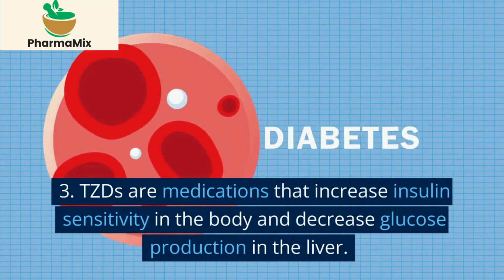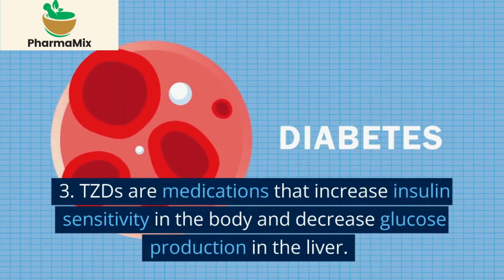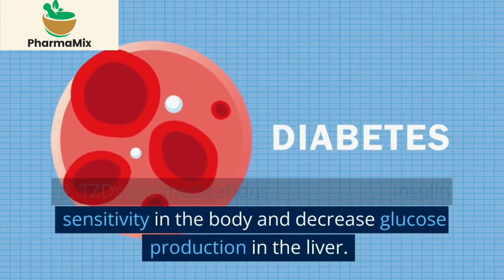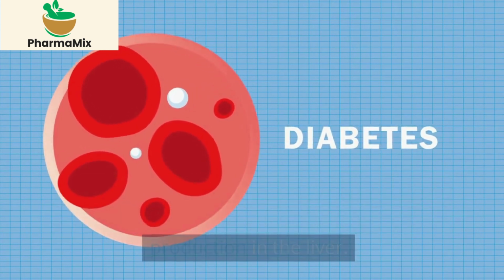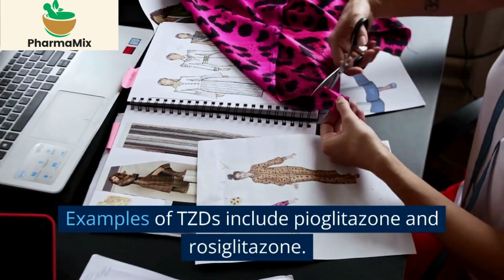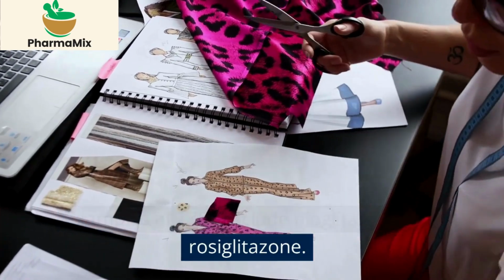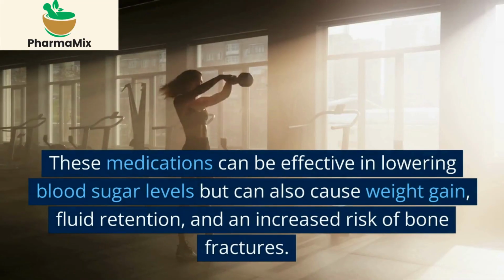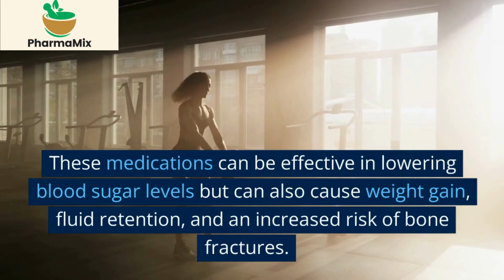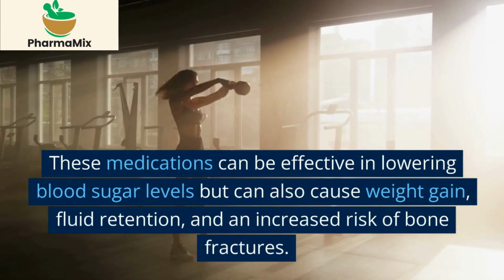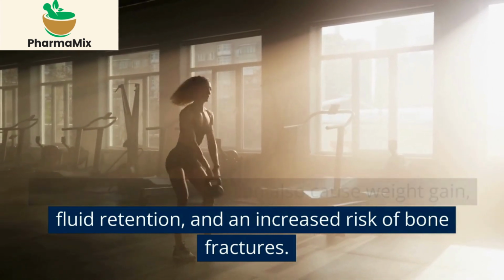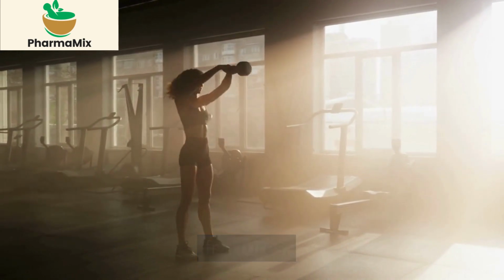3. TZDs are medications that increase insulin sensitivity in the body and decrease glucose production in the liver. Examples of TZDs include pioglitazone and rosiglitazone. These medications can be effective in lowering blood sugar levels but can also cause weight gain, fluid retention, and an increased risk of bone fractures.